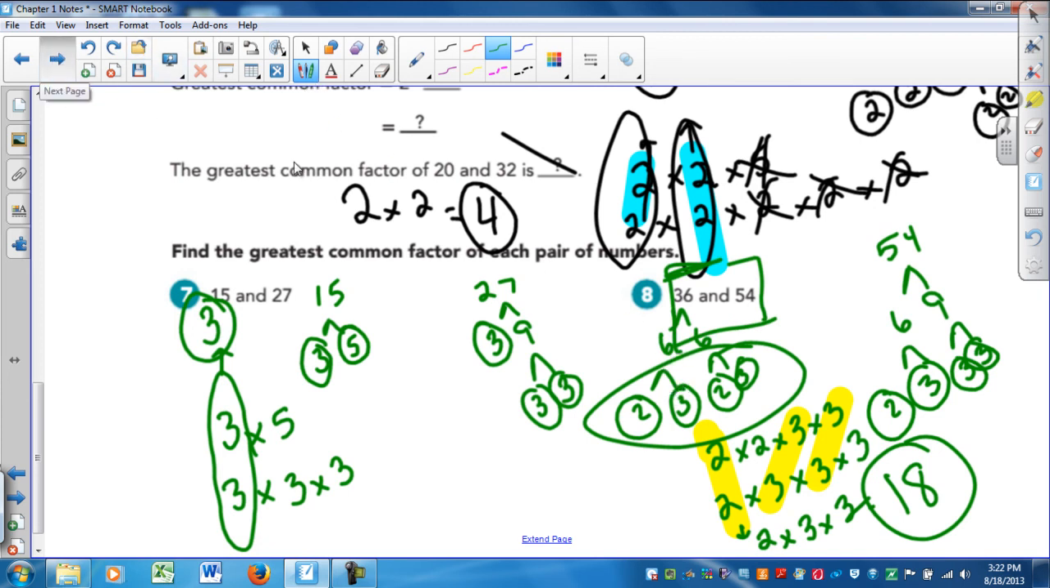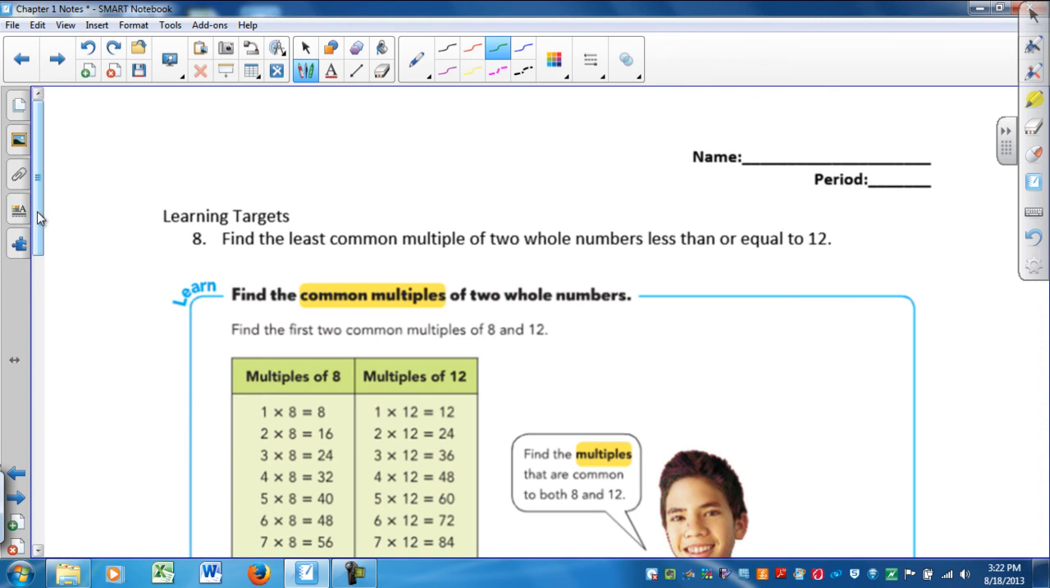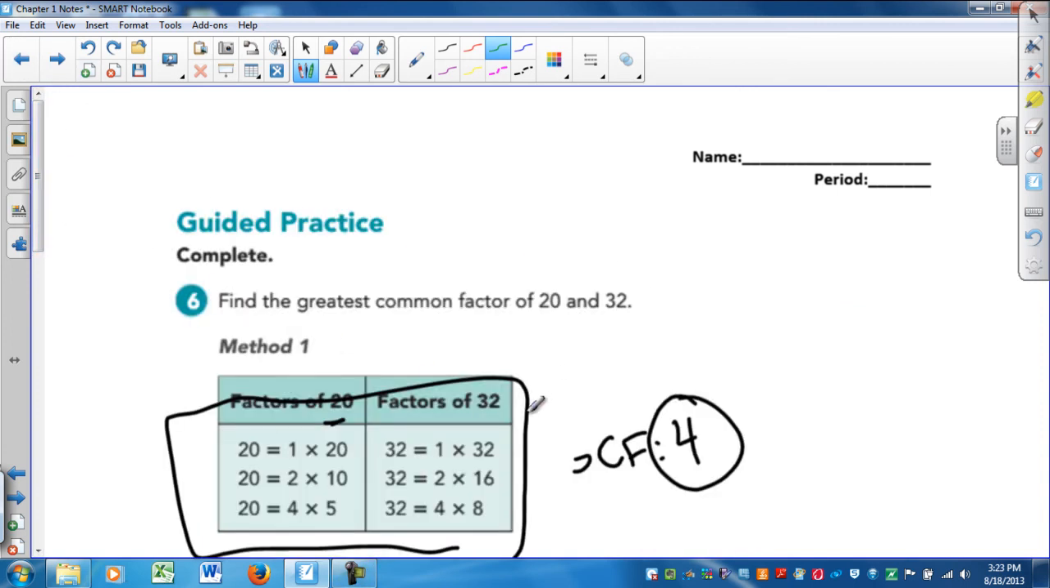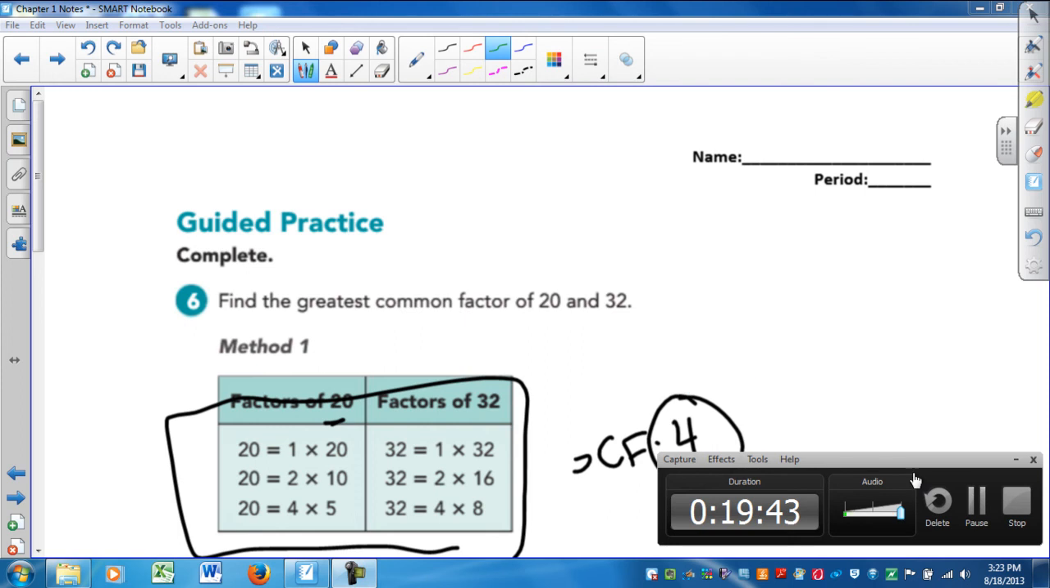Go to the next page. And that's actually it right there. So that's GCF. If you're confused, and you could be, I promise you by tomorrow, you will be where you need to be. I guarantee it. Okay? Good job.